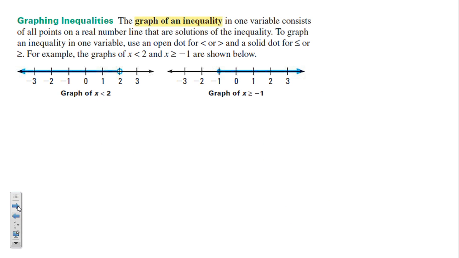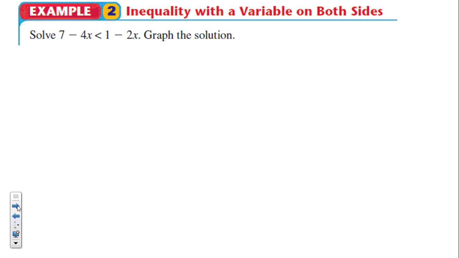Okay, so now it talks about graphing with open circle, closed circle. I just got done talking about that. So the graph of x is less than 2: you have an open circle at 2, and it goes that way. A graph that's greater than or equal to -1 is a closed circle, and it goes that way. Okay, moving on. Next one. This is the next one for your notes.